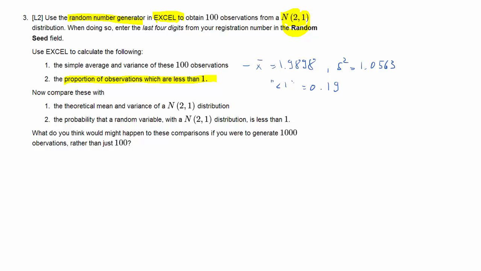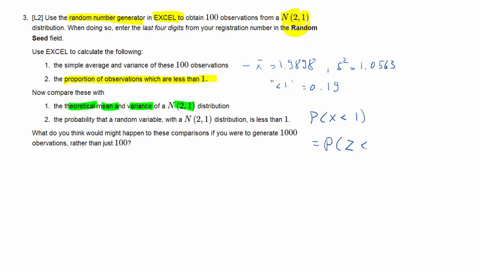So compare these to the theoretical mean and variance. We did that already. They were 2 and 1, so we are pretty close. That's pretty close to our sample average and variance. What about the probability? What should we expect?